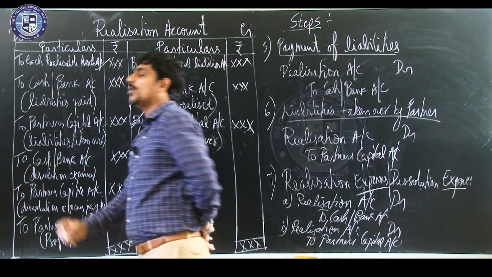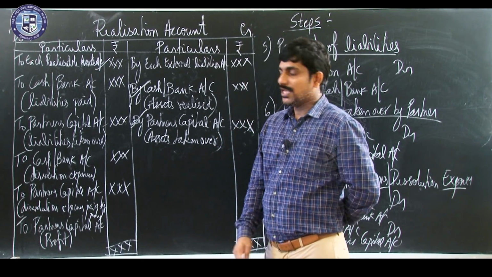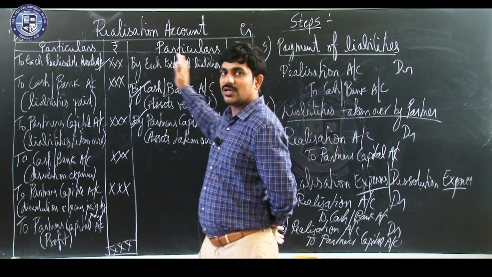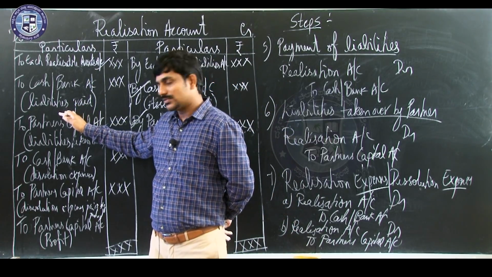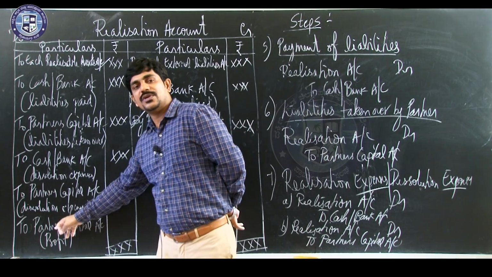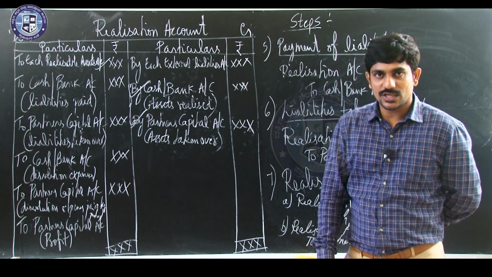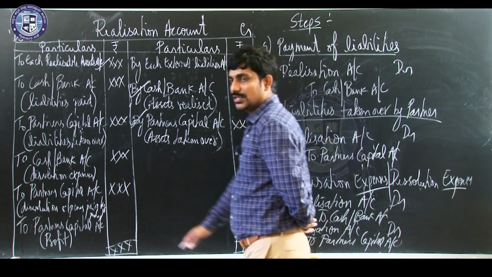This is profit on realization. If the credit side is more than the debit side, that is nothing but incomes are more than the expenses. So, it is a profit, and the profit amount you have to distribute among whom? To the partners' capital accounts according to their profit and loss sharing ratio.